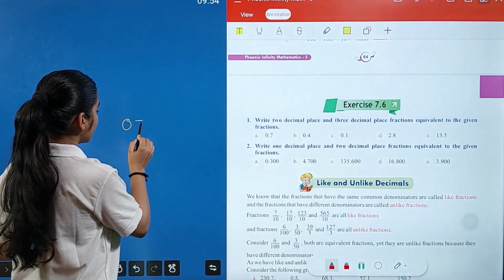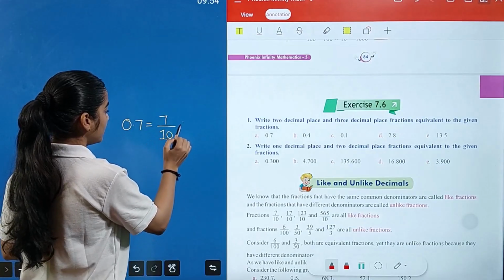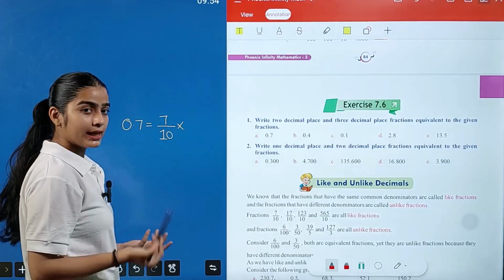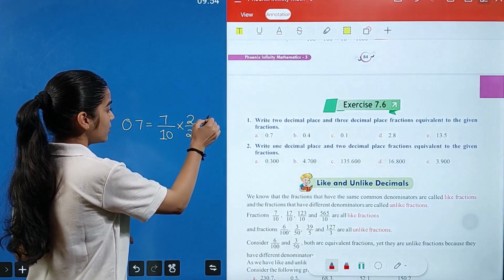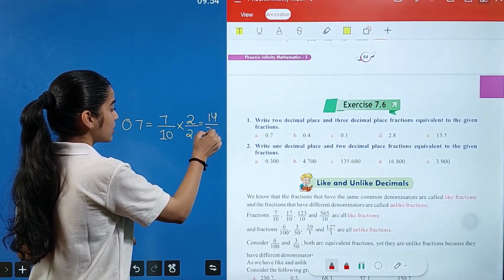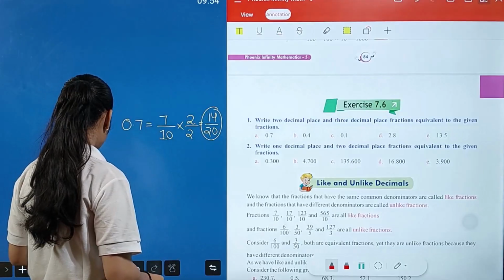So 0.7, first we have to convert it into a fraction, 7 upon 10. Now it's totally up to you. You can take any random number. So here we take 2 and 2. 7 2s are 14, 10 2s are 20. So this is your fraction.